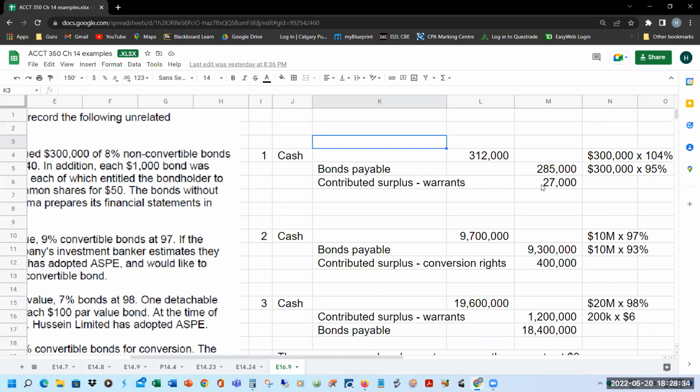Since the company received cash towards these warrants, and the company will need to issue common shares at a later date if the people that have the warrants choose to exercise them, they are recorded in an account called contributed surplus. We will look at contributed surplus in more detail in chapter 15 when we look at shareholders' equity. For the time being, just know that contributed surplus is a shareholders' equity account. It's separate from common shares or retained earnings, a separate category of shareholders' equity.